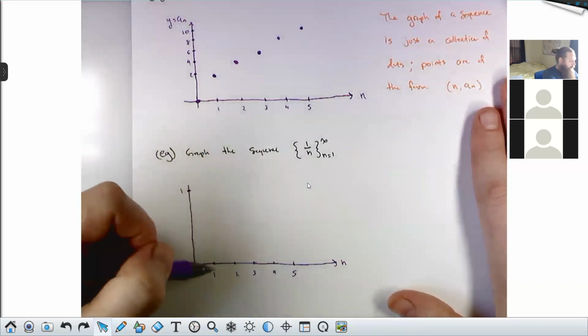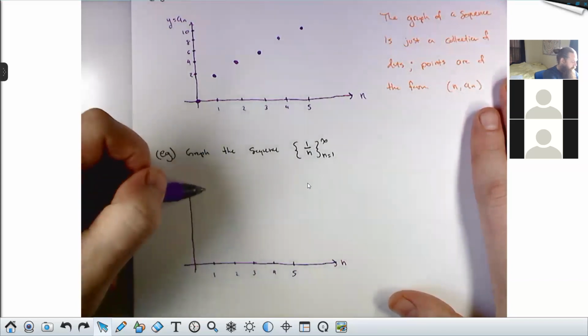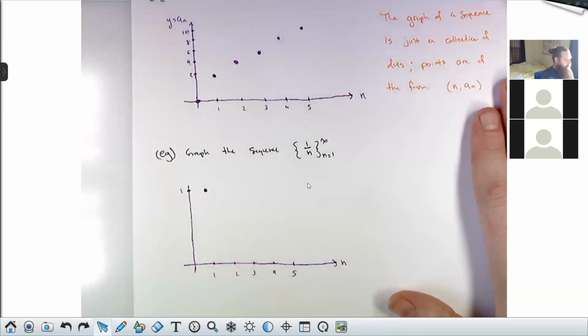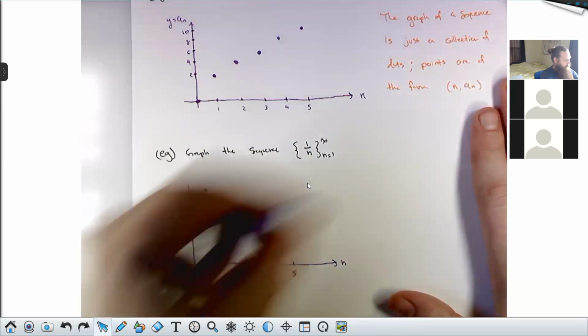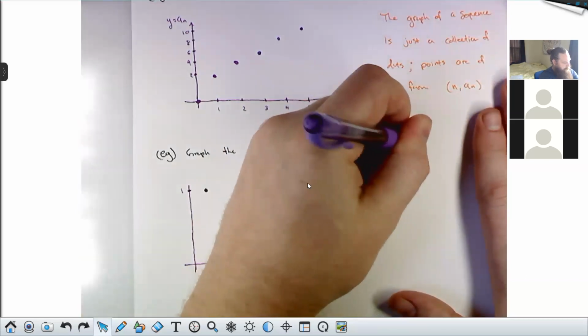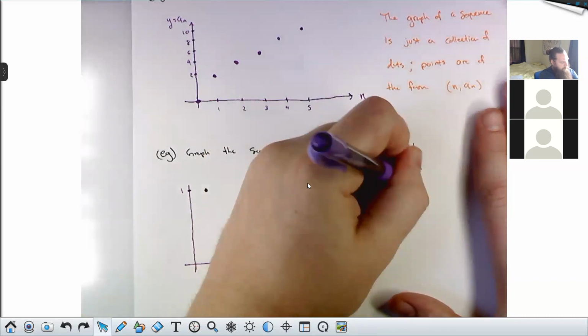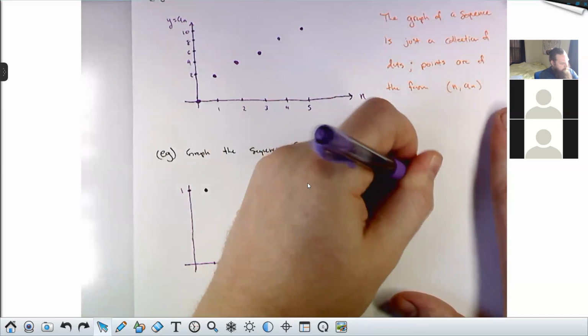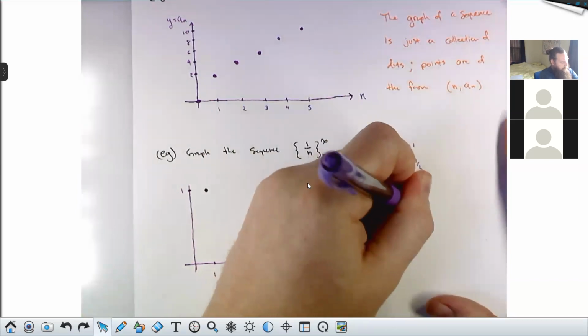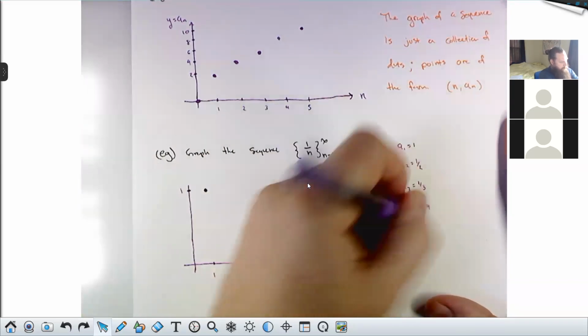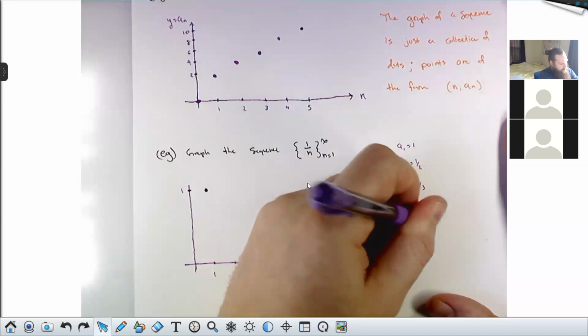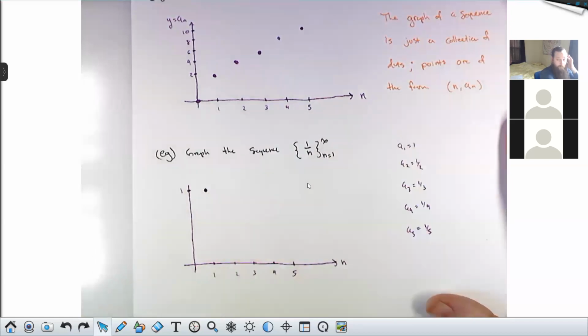So A1 is 1 over 1, which is 1. Maybe I'll list these over here. A2 is 1/2. A3 is 1/3. A4 is 1/4, and A5 is 1/5.